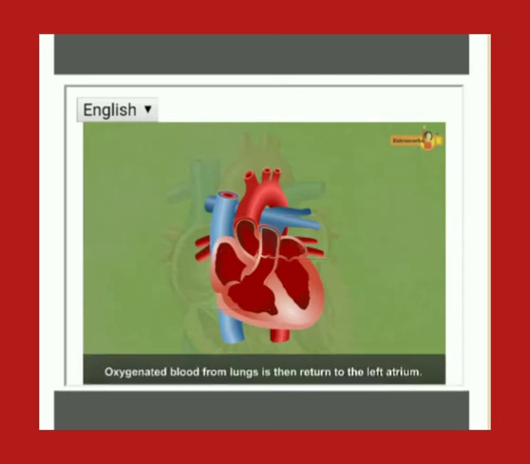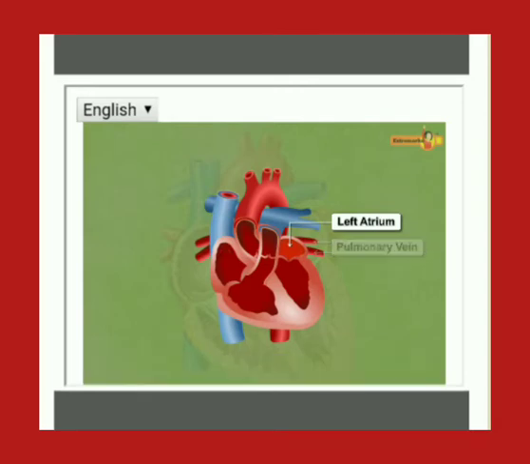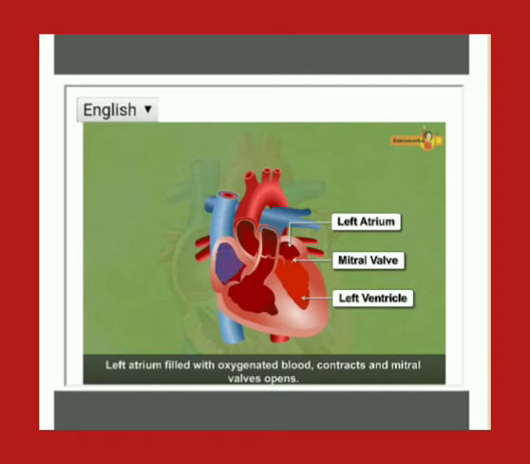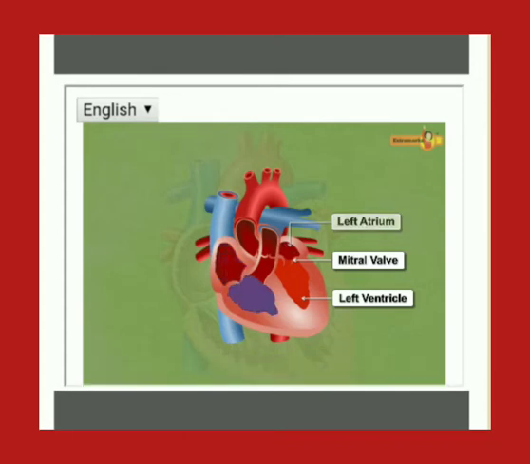The oxygenated blood from lungs returns to the left atrium of the heart through the pulmonary veins. When the left atrium is filled with oxygenated blood, it contracts and mitral valve opens and blood is pumped into the left ventricle. This occurs at the same time as the right atrium pumps blood into the right ventricle on the other side of the heart. When the left ventricle is filled with blood, the mitral valve closes.